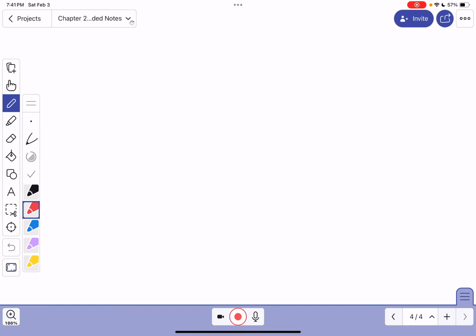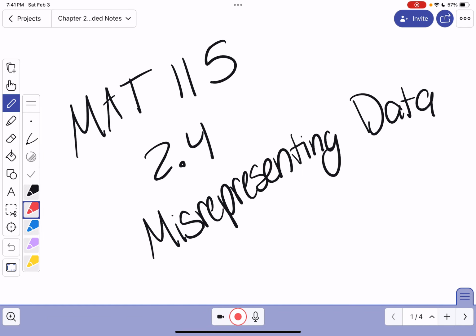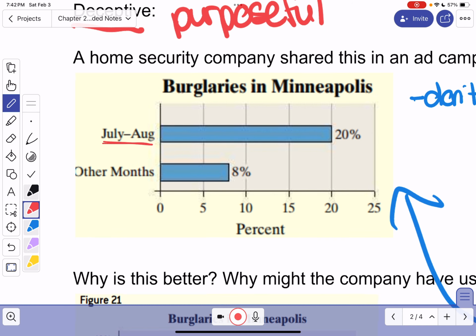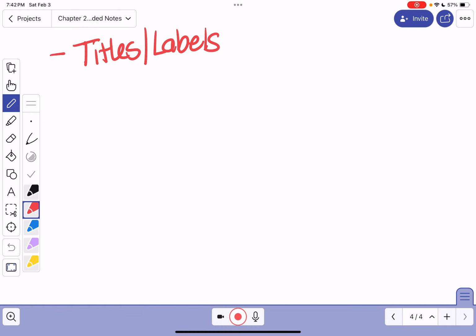Some other things that aren't shown that you want to pay attention to are titles and labels. So if we go back to the robbery one, how they labeled that. If you look at this, just seeing that that's 2 months and this is all the other months should be a tip off that it's weird. You want to pay attention to white space. Spacing on graphics and pictures can make things look bigger or smaller.